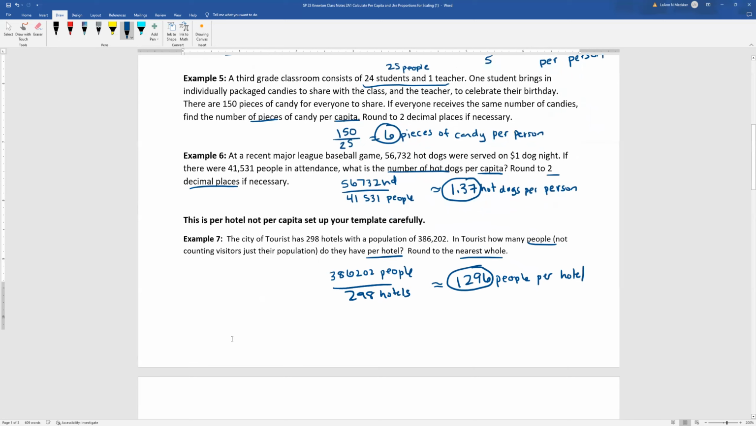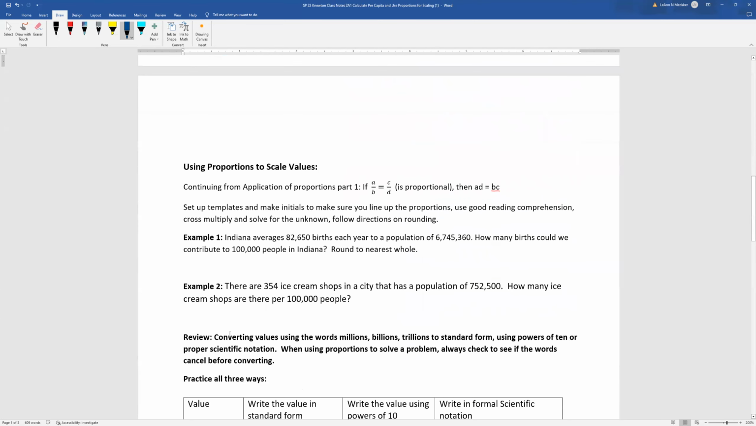Okay. All right, so using proportions to scale values. This is from those application proportions that we were just doing, but we can now do proportions and look at things. So a lot of times they will have you scale to 100,000 people. That's a very common scale we see a lot of times.